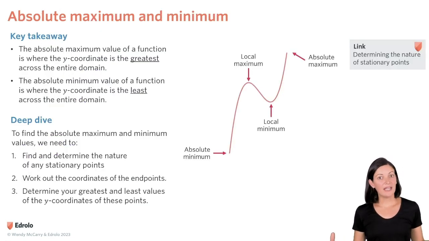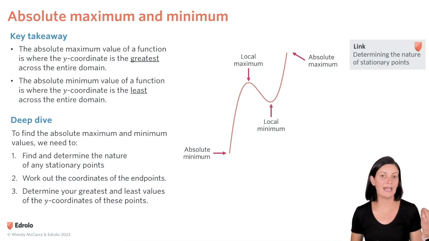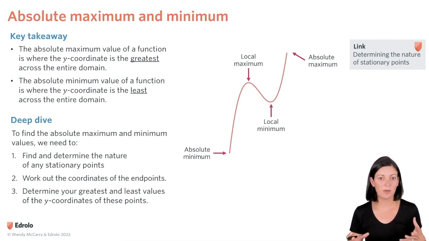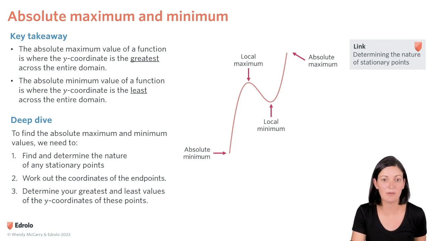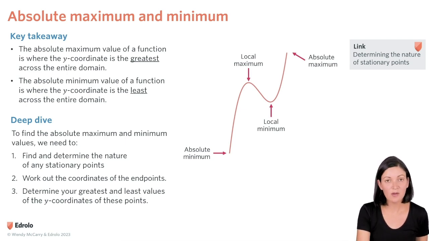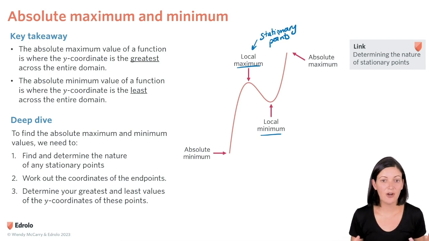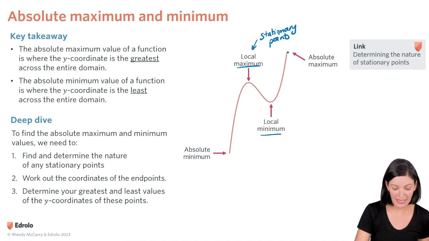As I mentioned in the beginning, it can often be helpful in the real world to think about what the absolute maximum and absolute minimum value of a function are. If you have a look at the graph in front of you, you can see that there are four main points that are labeled. We have what's called a local maximum and local minimum, and these are what we were finding before, through finding our stationary points. However, if we want to find our absolute maximum and absolute minimum, we need to also consider the endpoints of the function.